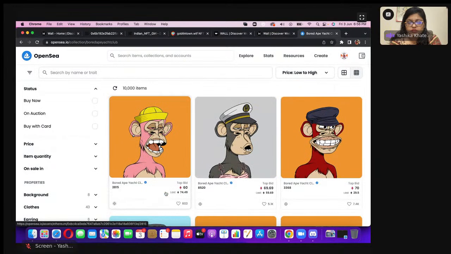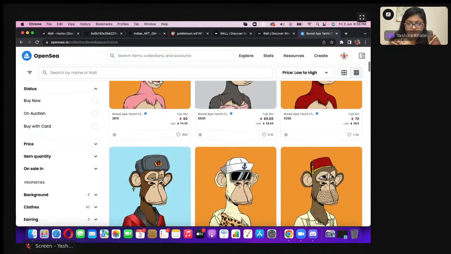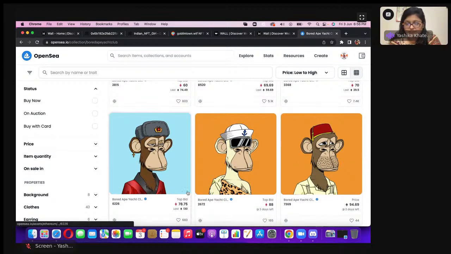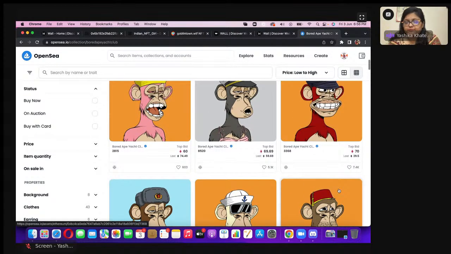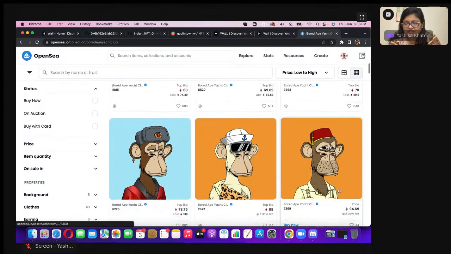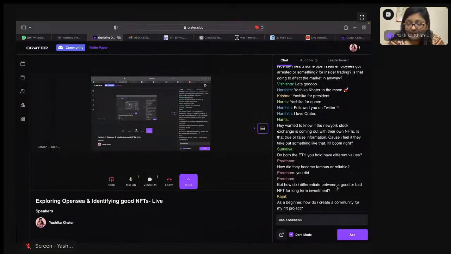Can someone tell me? So there's one Bored Ape for 60 ether, which is on bid. There's another bid for 69.69 ether. There's another bid for 70 ether. There's another bid for 78.75, one for 88, and then there is one for 94.69. Out of these six NFTs that I have shown you, which one do you think is outright available for me to buy? Anybody?